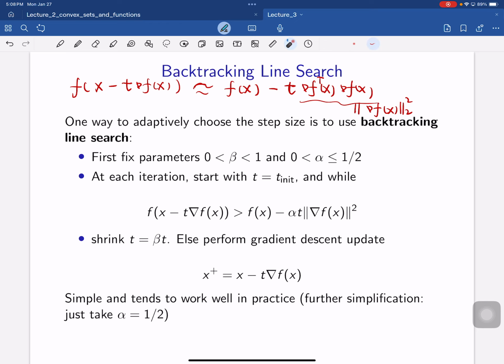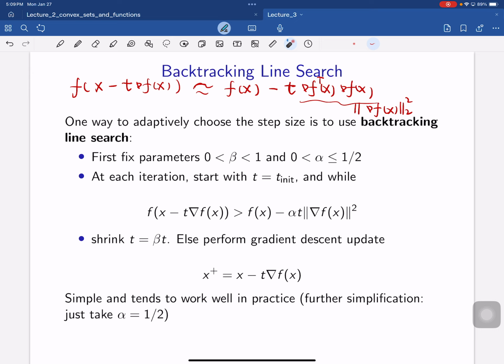So when is this approximation accurate? It is accurate when this number t, or the step size, is very small. When the step size is small, this new point is very close to the point x, so you can use the first order Taylor series approximation. Having said that, you know that when t is small enough, the decrease you get in the function value is roughly t times the norm of the gradient.